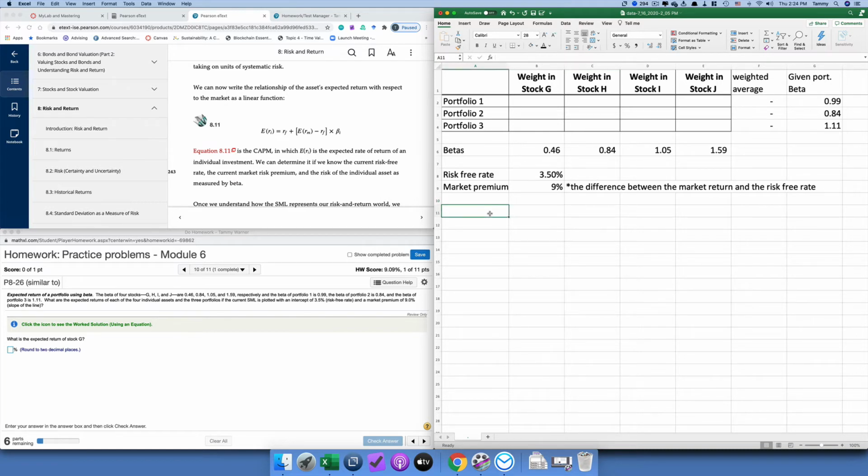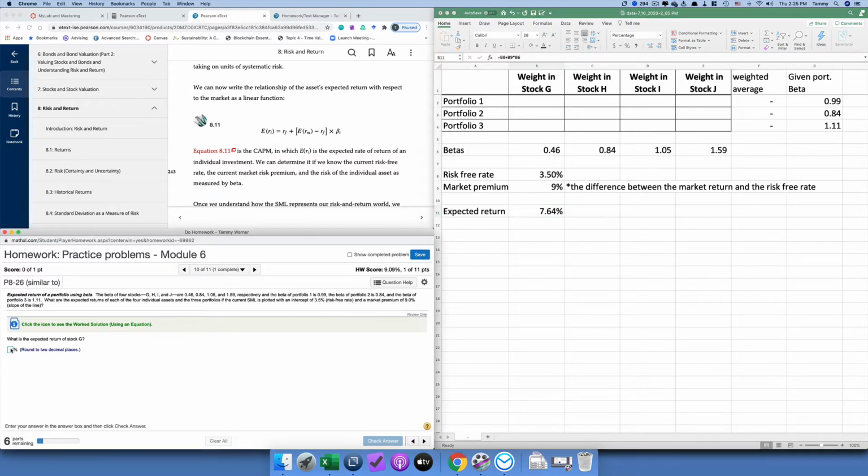So, ready? Here's our formula that we use. So we can say expected return. Okay, for stock G, it's going to be the risk-free rate plus the market premium times beta. We'll give that in a percent with 2 decimal places. So let's see if this is right.